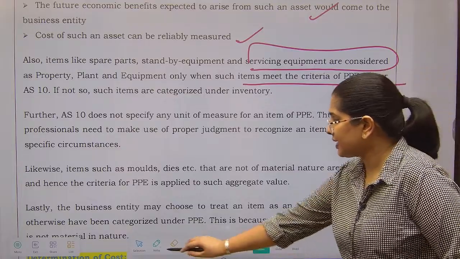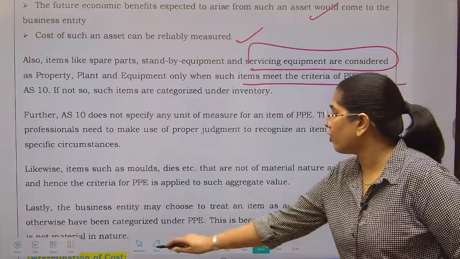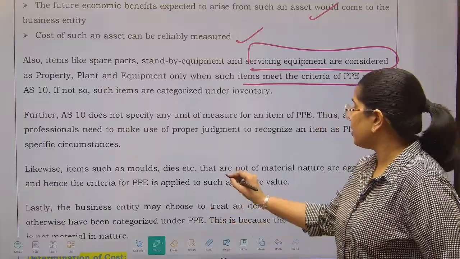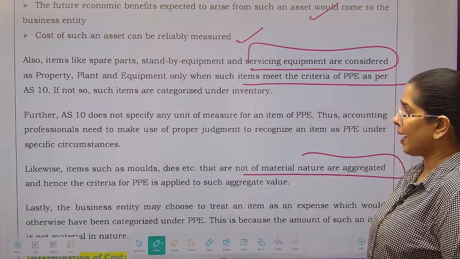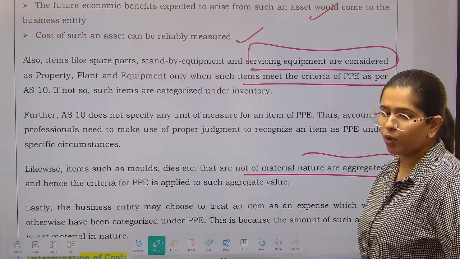Now, items like molds and dies, etc., if they are not of material nature, are aggregated, and hence the criteria of PPE will be applicable to such aggregate value. अब ये molds और dies क्या होते हैं?